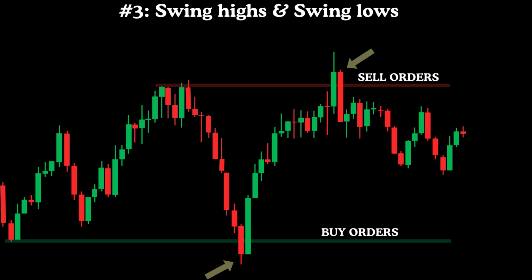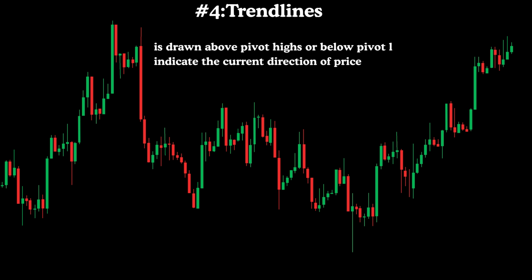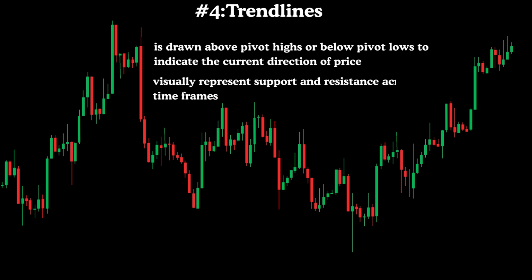So guys, we classify these zones as inducements. Trend lines are the fourth element that often serve as inducements. A trend line is drawn above pivot highs or below pivot lows to indicate the current direction of price movement. Trend lines visually represent support and resistance across all time frames.